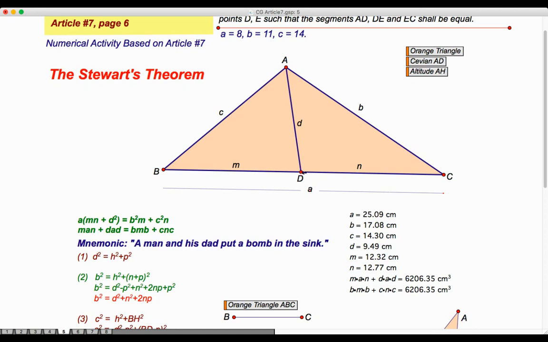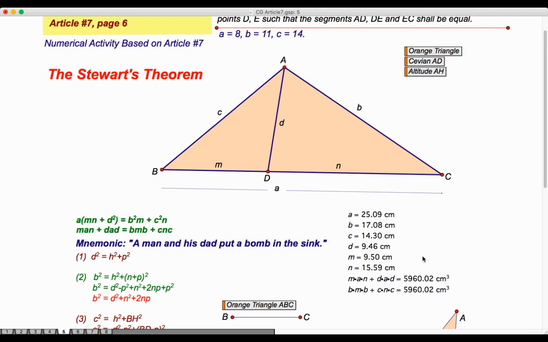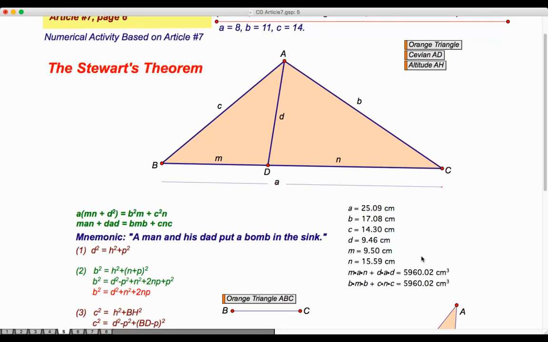Let's verify that. Let's move it further. The product's still the same. Move it again. The product is always the same. Okay, let's try to prove this using simple algebra. And let's put it here.